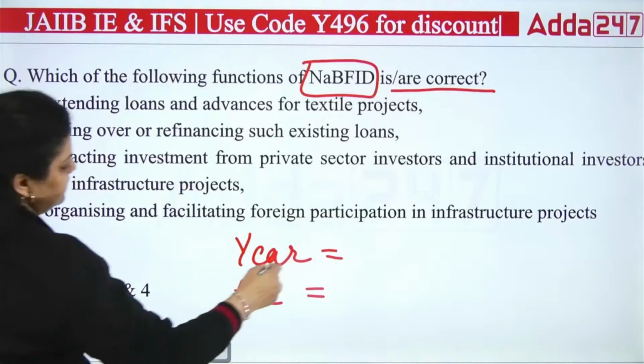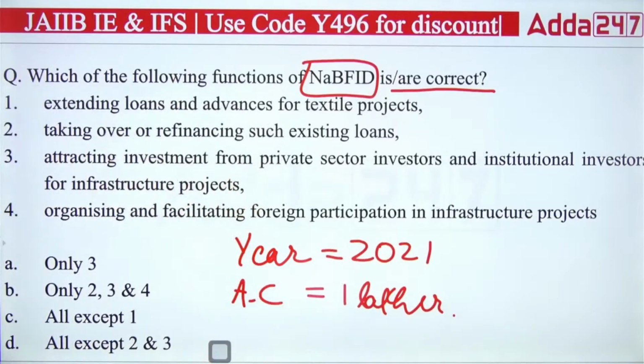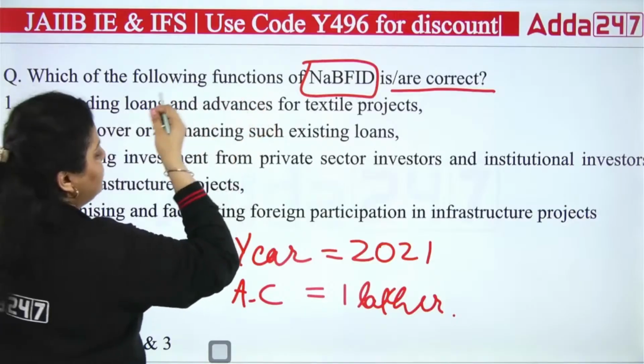Okay, 2021 is the year and the authorized capital was 1 lakh crores. Both are correct. Okay. Now the next answer, option number. Which option is correct here? Okay, B and C, two options are coming.